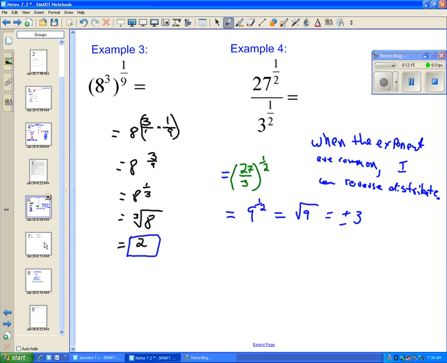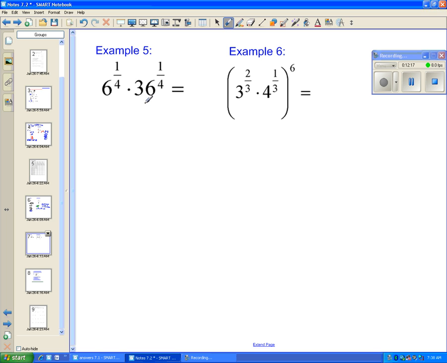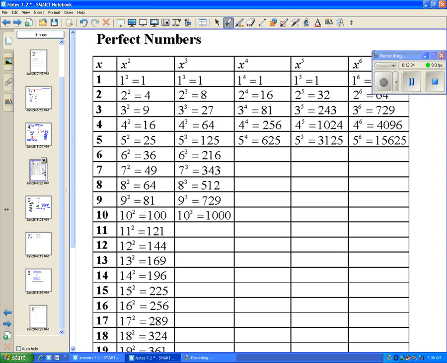All right, a couple more examples. So look at this. Again, my bases are different, but my exponents are the same. Again, I can't take the fourth root of 6. I can't take the fourth root of 36. Look under 4s. There's no 6 here. Excuse me, there's no 36 here. So I can't take the fourth root of it.